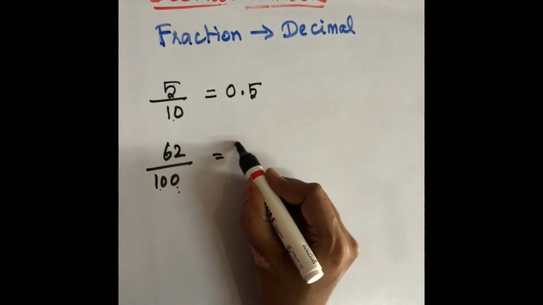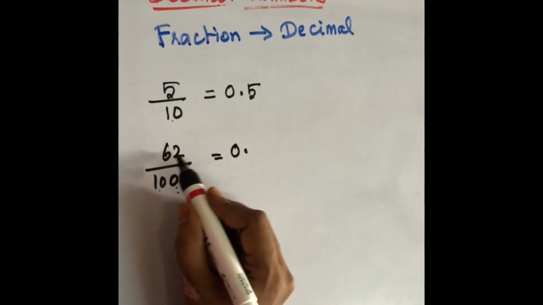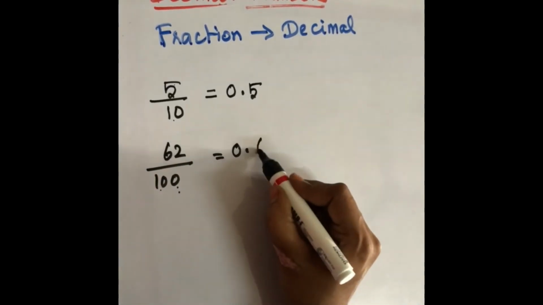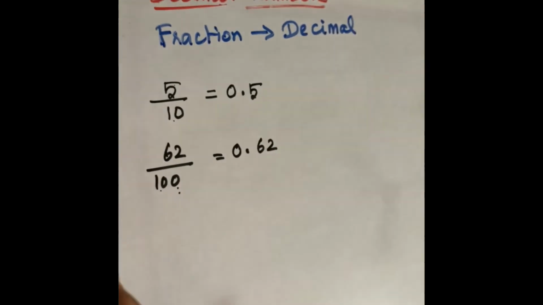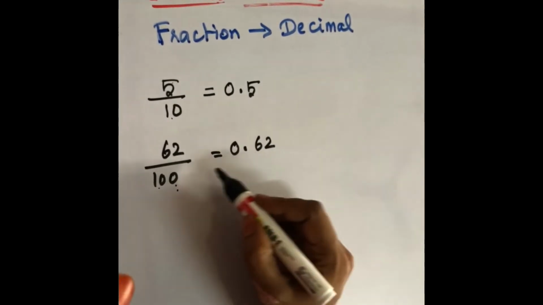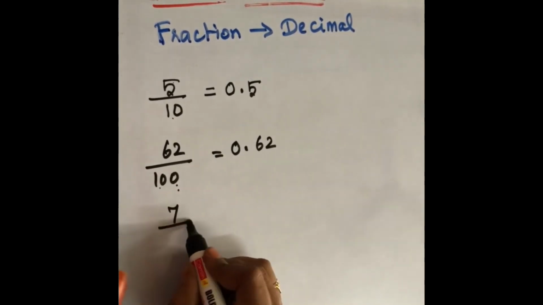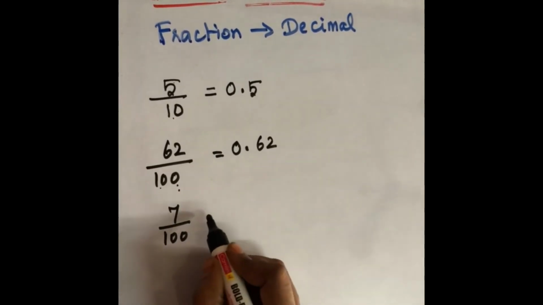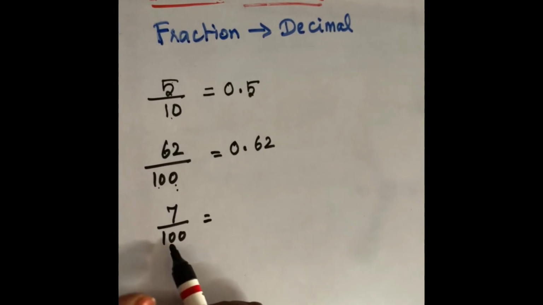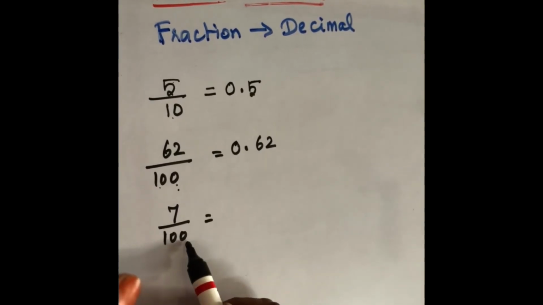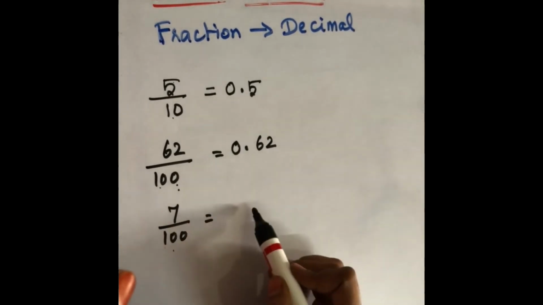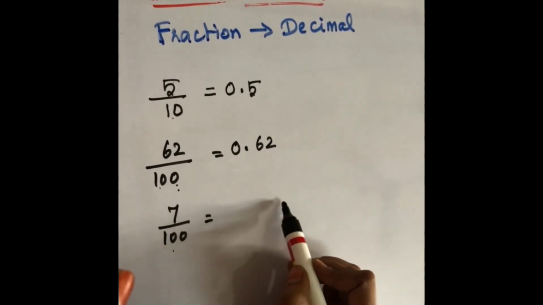So, 0.62, taking 62 from the numerator. This is the decimal form of this fraction. Look at this, 7 divided by 100. What did I tell? If 2 zeros are there in the denominator, that means 10 squared, hundreds is there. There should be 2 numbers in the decimal place, right?